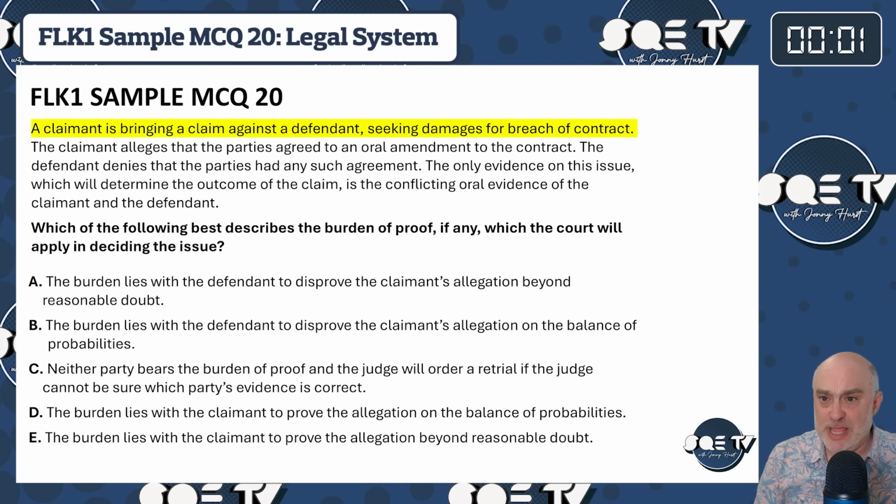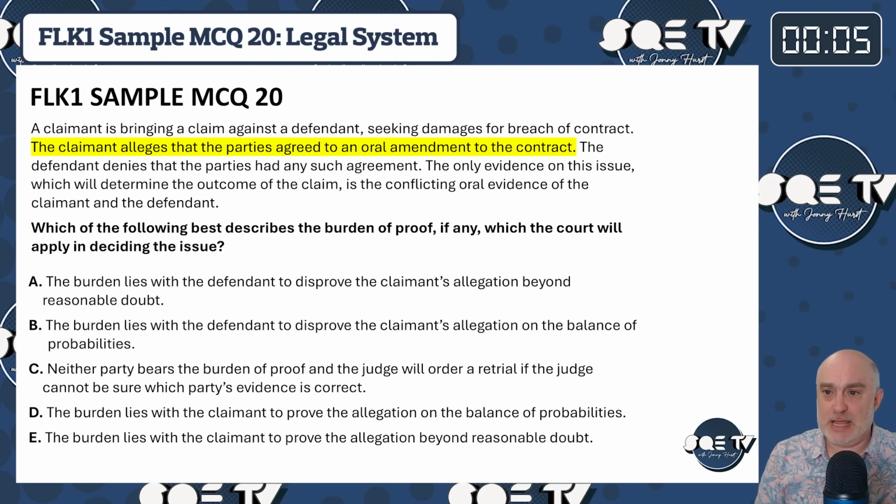A claimant is bringing a claim against a defendant seeking damages for breach of contract. The claimant alleges that the parties agreed to an oral amendment to the contract. The defendant denies that the parties had any such agreement. The only evidence on this issue which will determine the outcome of the claim is the conflicting oral evidence of the claimant and the defendant.